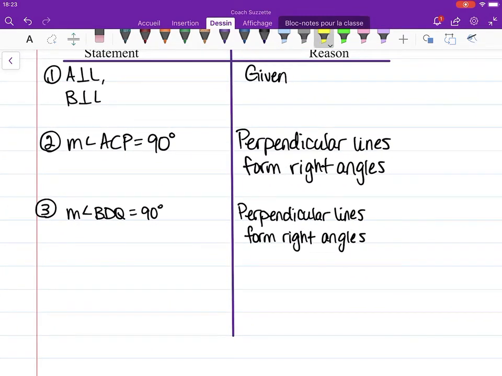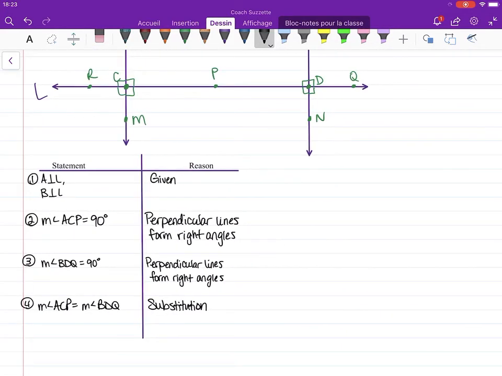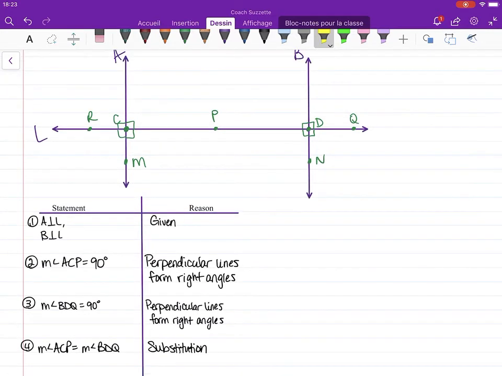And if this is equal to 90 and this is equal to 90, then obviously they're equal to each other. We can say by substitution. So let's write that down. That the measure of angle ACP is equal to the measure of angle BDQ by substitution. Let's go back to our diagram. Where are these angles? ACP is this angle, and BDQ is this angle, so they are corresponding angles, and they are equal in measure.